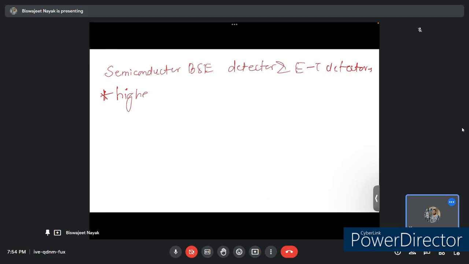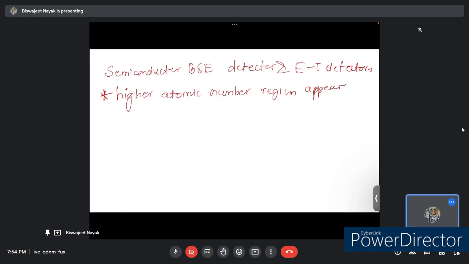So we may say for these semiconductor detectors and this ET detector, higher atomic number regions appear brighter than lower atomic number regions.